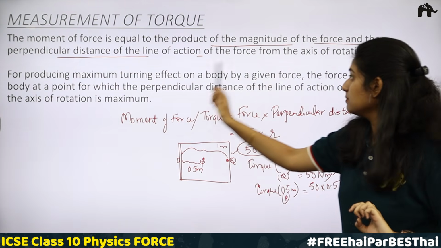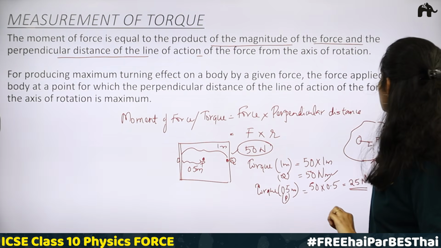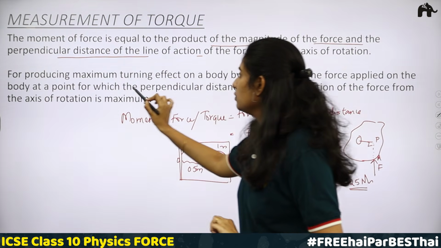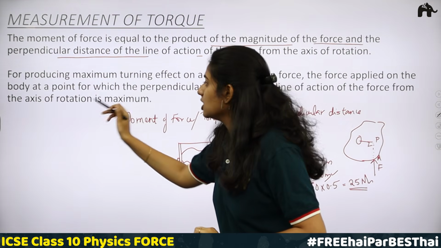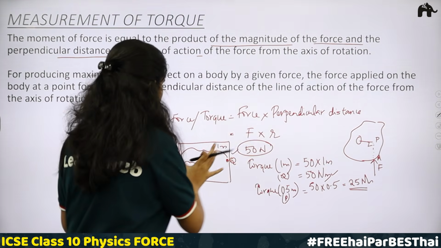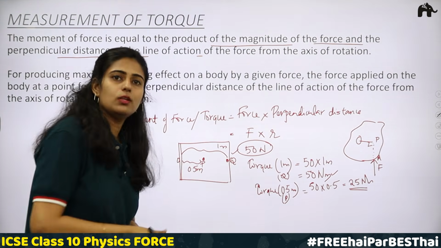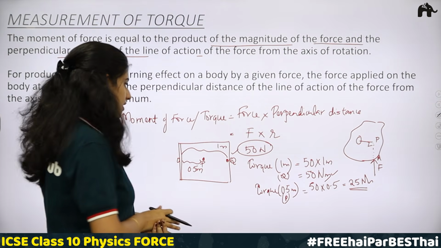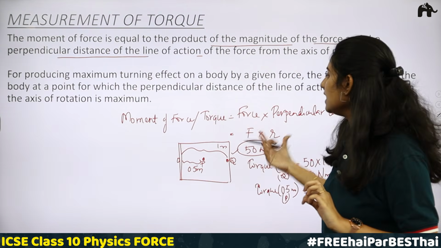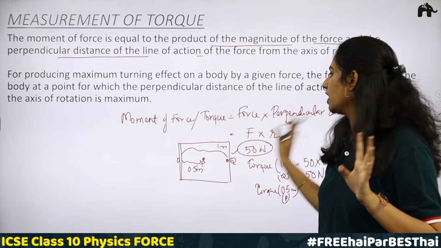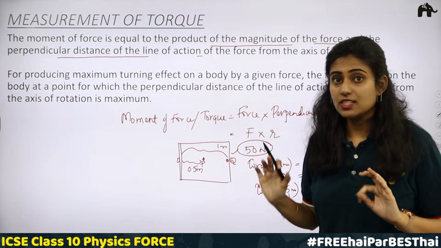For producing maximum turning effect on a body by a given force, the force is applied on the body at a point for which the perpendicular distance of the line of action of the force from the axis of rotation is maximum. This is what we said. When the perpendicular distance is maximum, the turning effect will be maximum. Clear? This is how you can measure torque: take the product of force and perpendicular distance, and the unit is Newton meter.